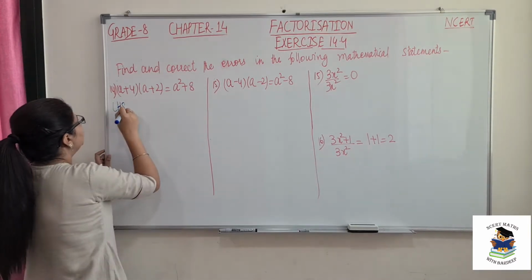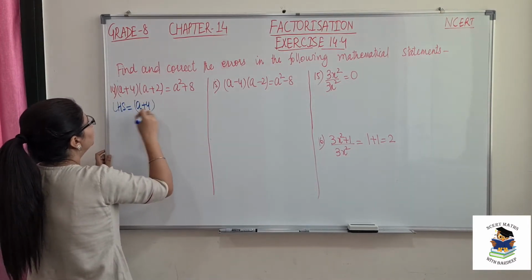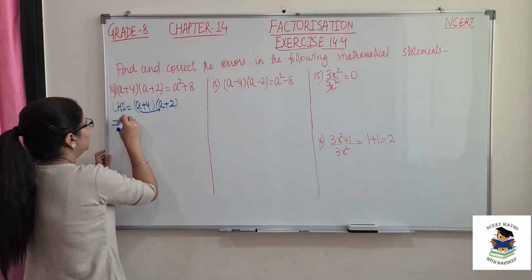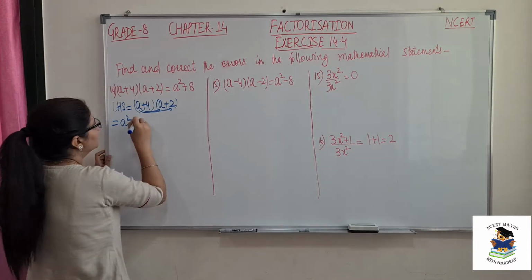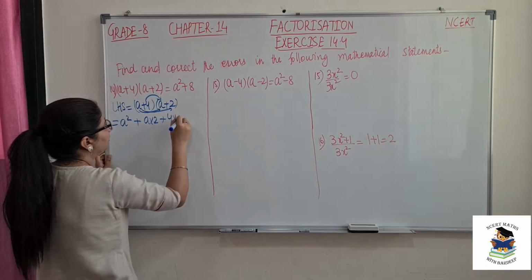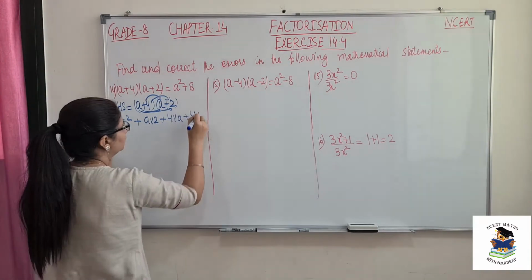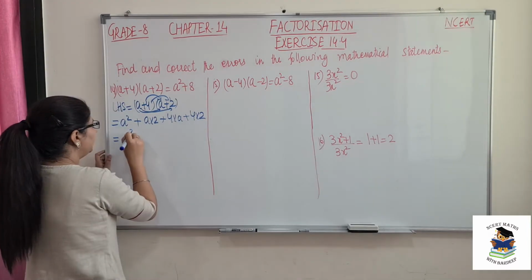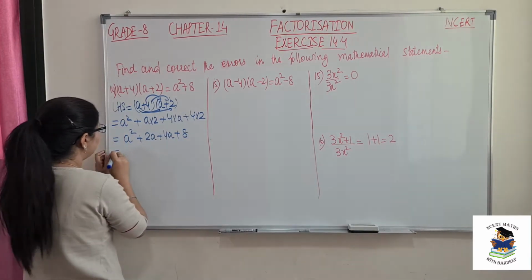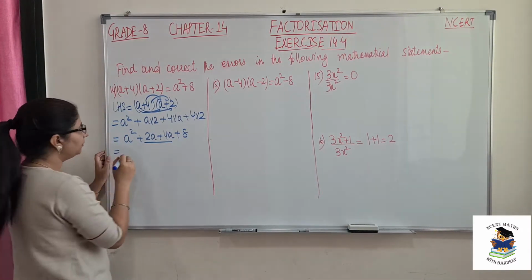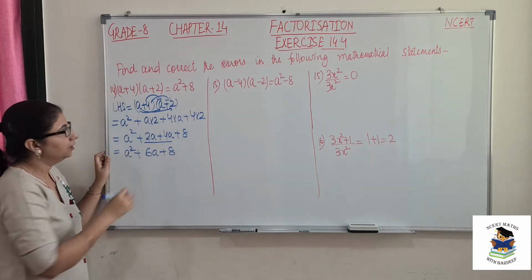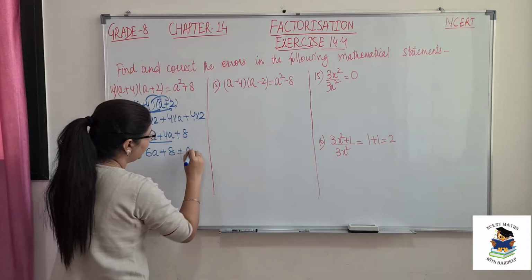So the left hand side is (a + 4) into (a + 2). So this is a into a as a², then a into 2, now 4 into a and 4 into 2. So the answer should be a² + 2a + 4a + 8. These two are like terms. The answer is a² + 6a + 8. So this is not equal to the right hand side.